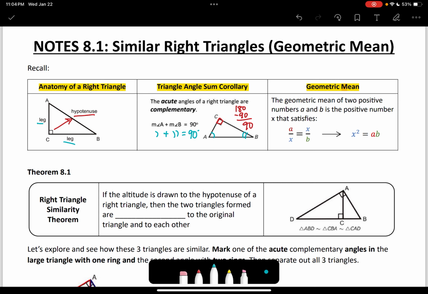And then lastly, we just want to go over geometric mean one more time. Remember that the geometric mean of two positive numbers a and b is the positive number x that satisfies the following proportion, right? So this proportion right here, a over x is equal to x over b, right? And that's really the main proportion that we're looking at throughout the notes today, right? And your shortcut, whenever you're just asked simple geometric mean questions given two numbers, is really just using that formula x squared is equal to ab. But hold on to this idea right here, the actual proportion a over x is equal to x over b. We're going to see that pop up a couple of times here throughout the notes.